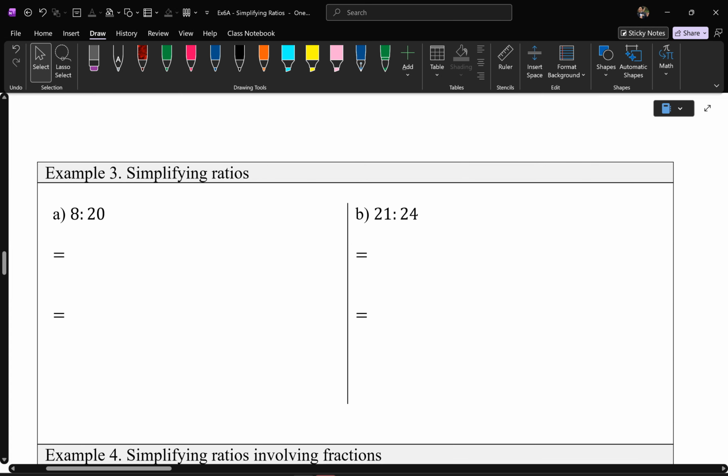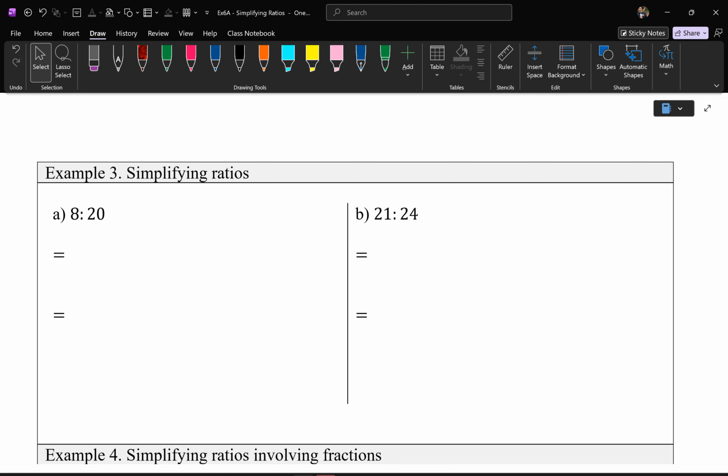Example 3. Simplifying, you have to find common factors. Now again, 8 and 20. You can look at it as a ratio, or you can look at it as 8 over 20 if you prefer. You're going to find a number that fits in 8 and 20. What is your highest common factor of 8 and 20? Harrison? 4, because 4 fits in 8. 2 also fits in 8 as well, but 4 is the highest common factor.